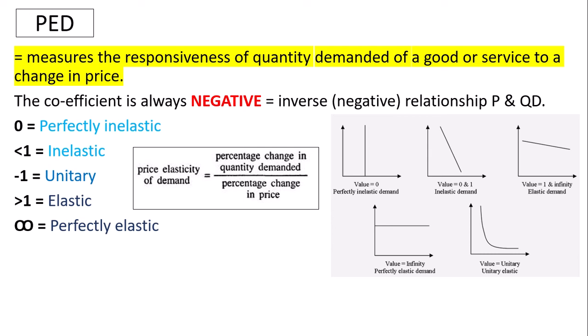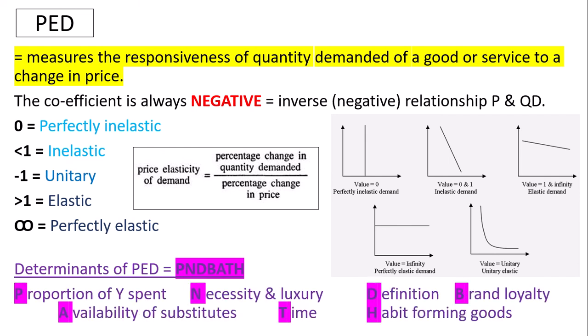It's also important that you can recall the determinants of PED. So what makes some products elastic and what makes other products inelastic. So see if you can recall all the determinants of PED, please. Pause. So hopefully you've got P in the bath. Okay, that's your acronym. You should never P in the bath. So the determinants are P, proportion of income spent.